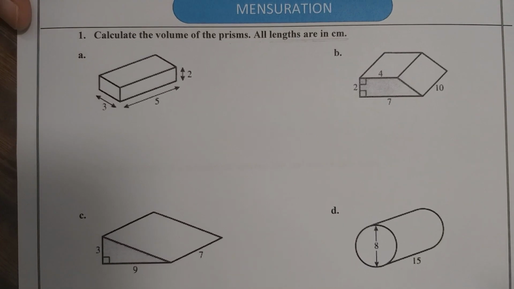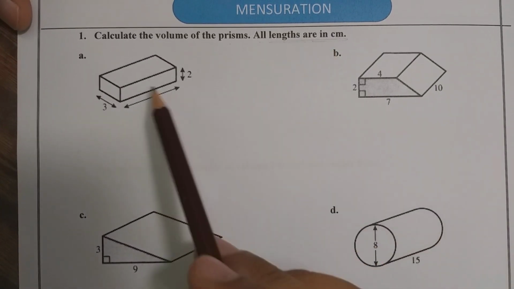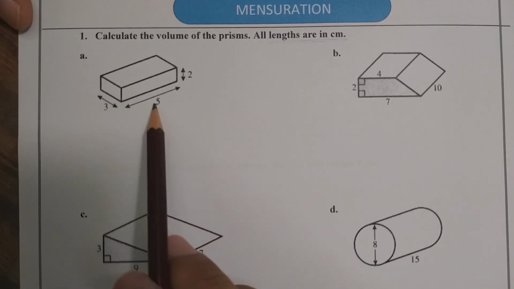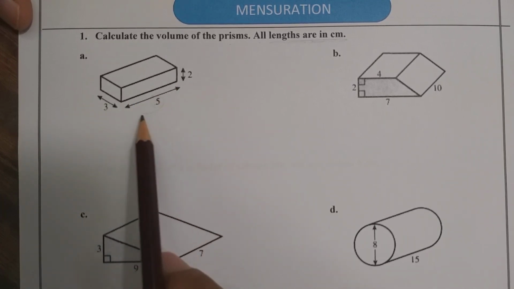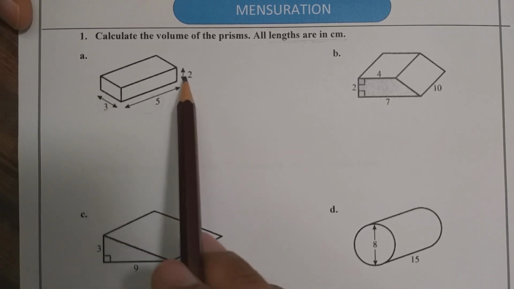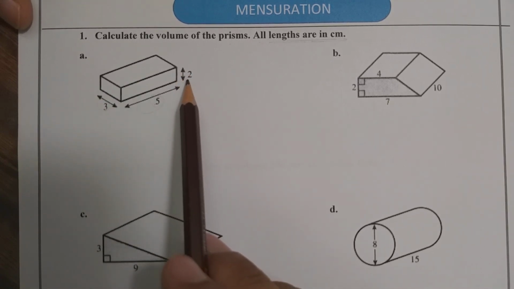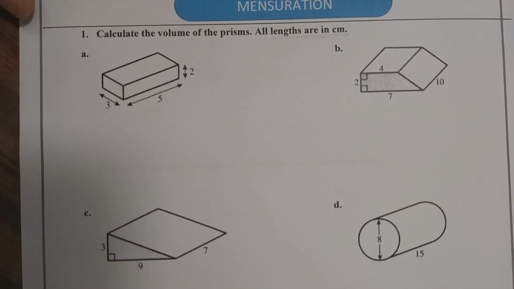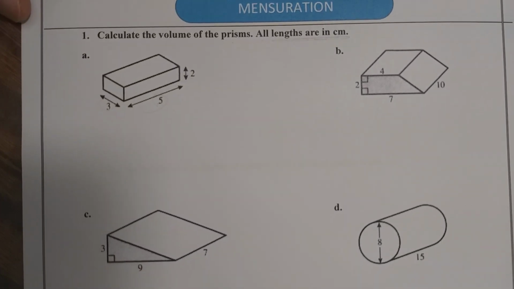It means whatever lengths are given, all are in centimeter, whatever the length, width, height. So the length is 5 centimeter, width is 3 centimeter, and the height of that cuboid is 2 centimeter. All the lengths are in centimeter, and we need to find only the volume for this question.